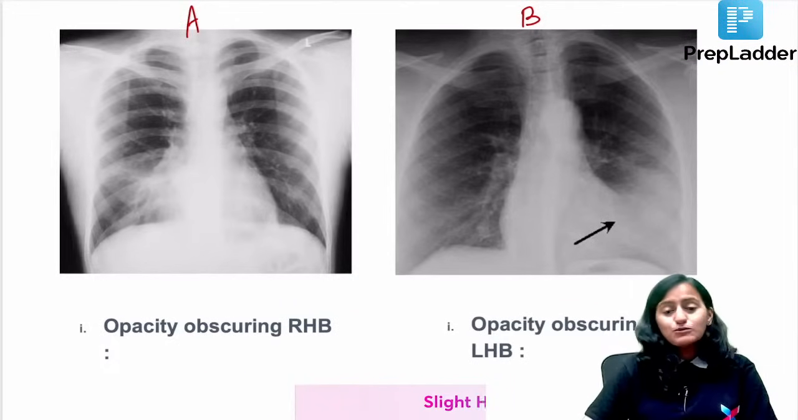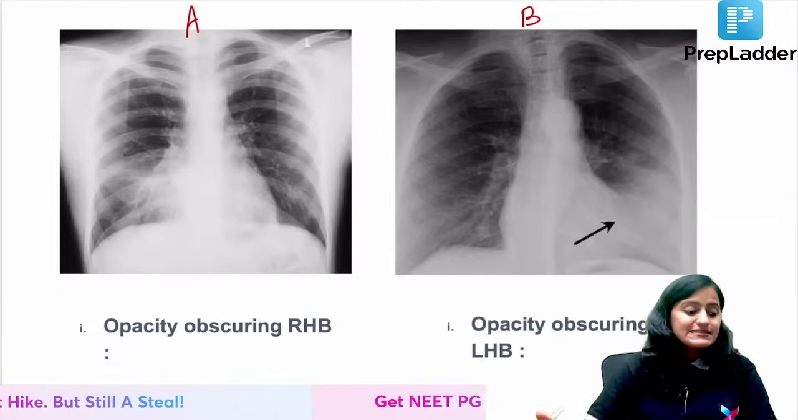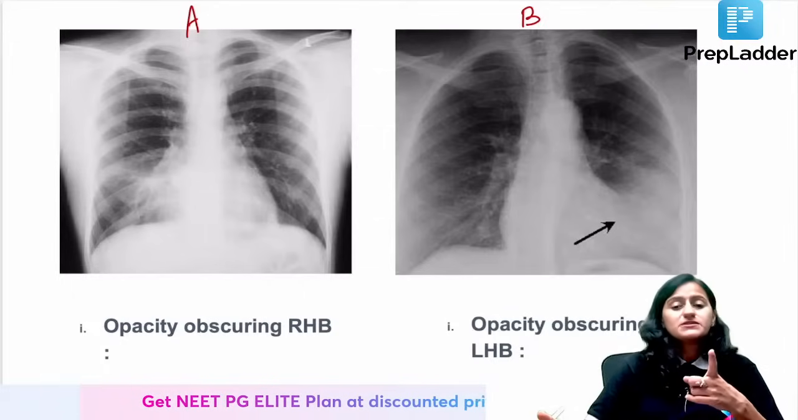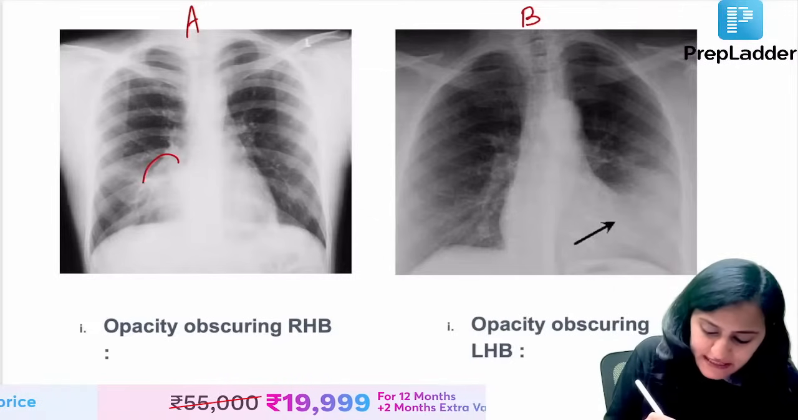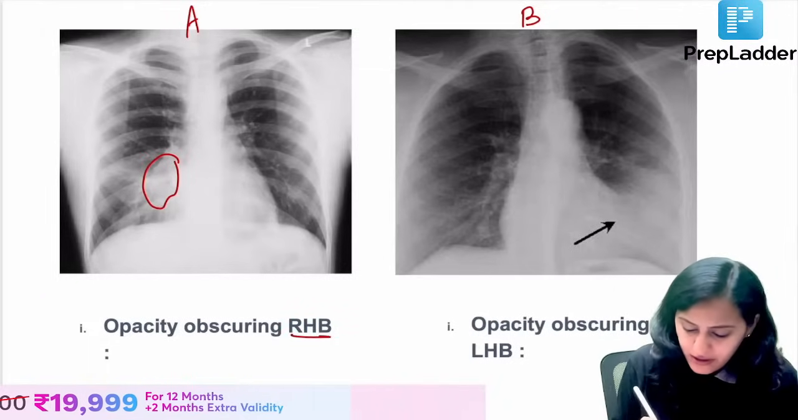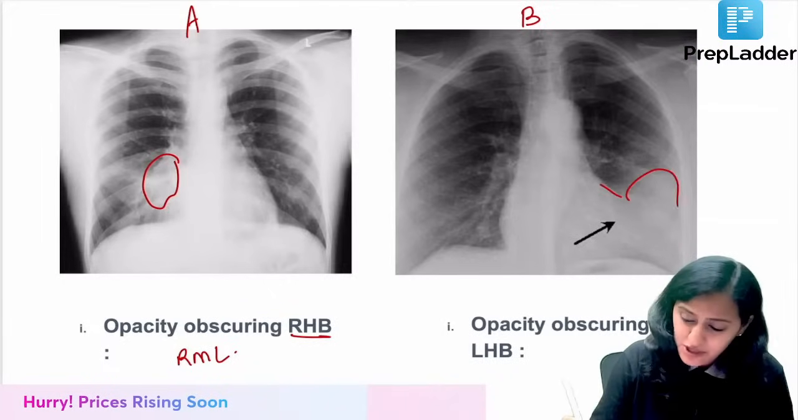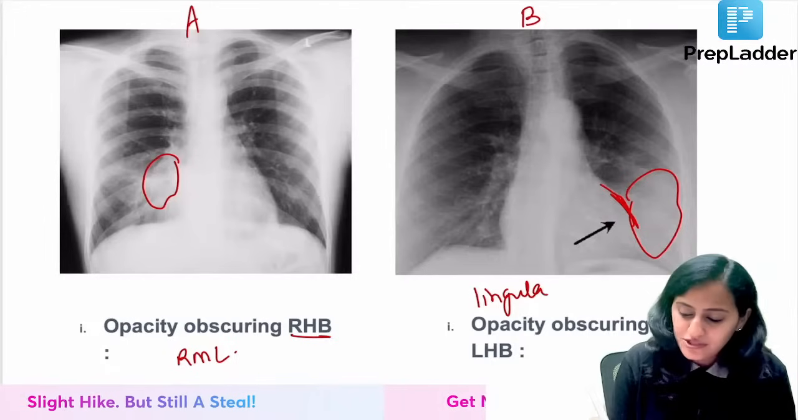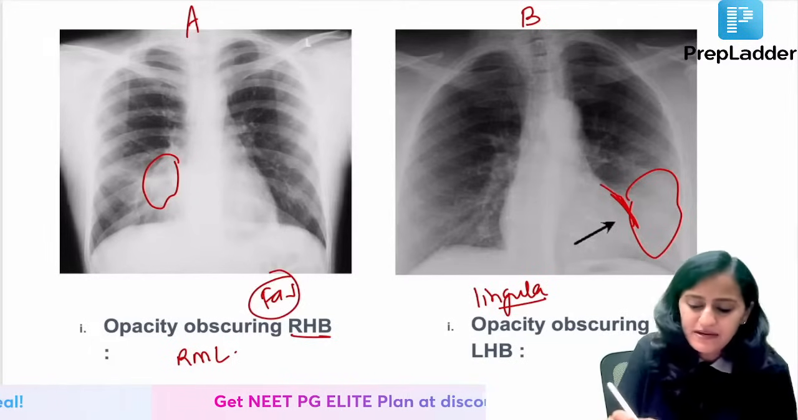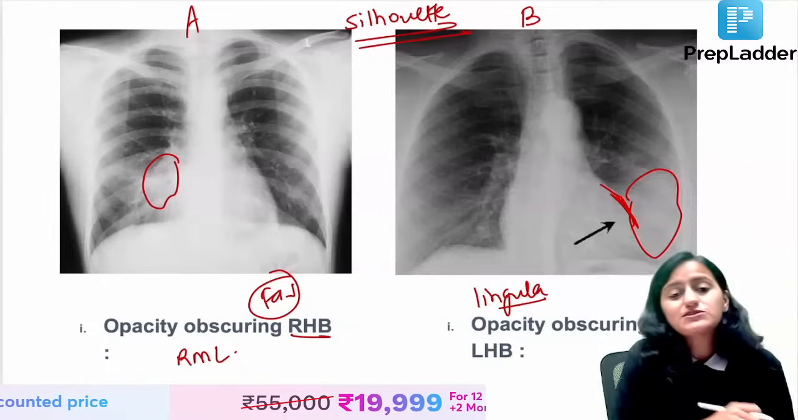On the left side there is no middle lobe. So remember, corresponding to the middle lobe there is the lingula. Lingula is a part of the upper lobe, Samita, remember that, not the lower lobe. When you see an opacity obscuring the right heart border, it is right middle lobe pathology. When you see an opacity obscuring the left heart border, it is lingular pathology. This is a favorite for the exam again. This is based on the Silhouette sign.